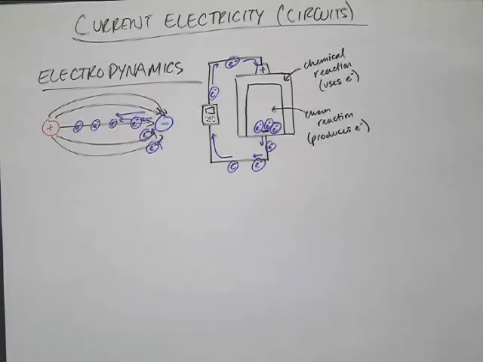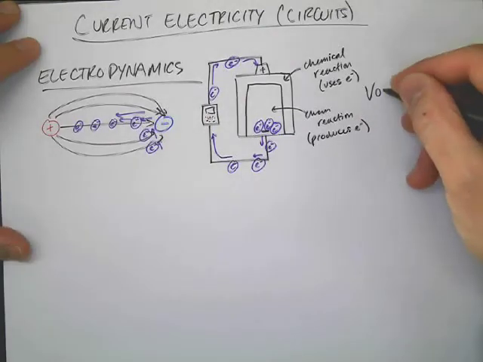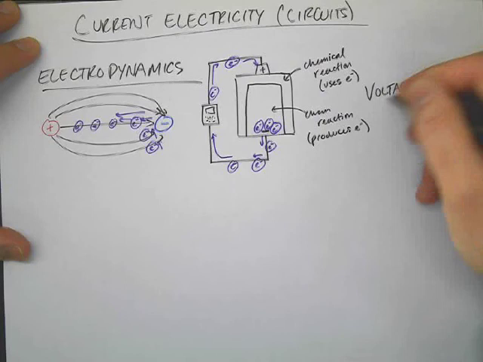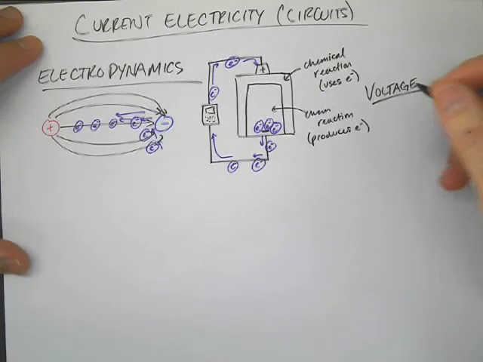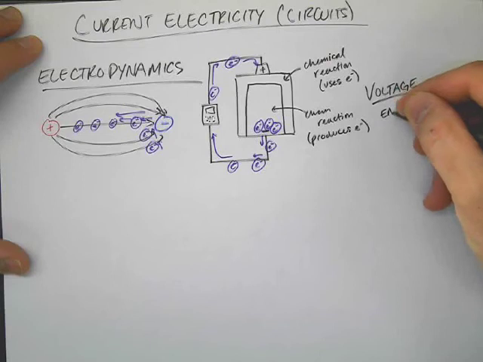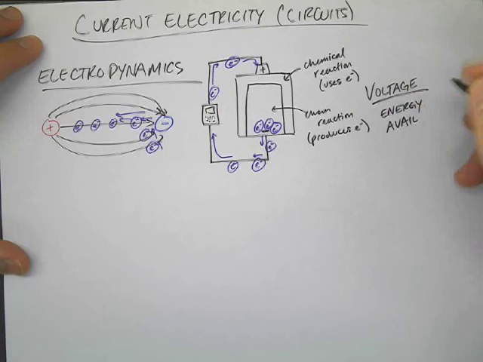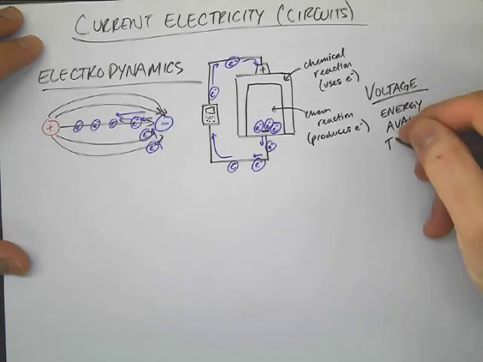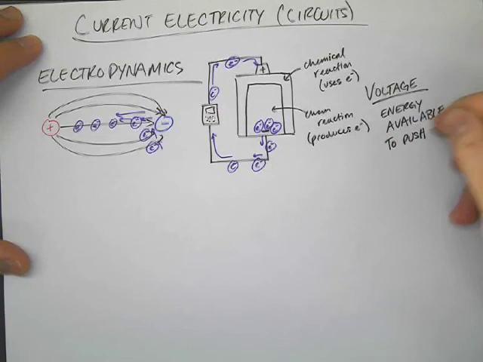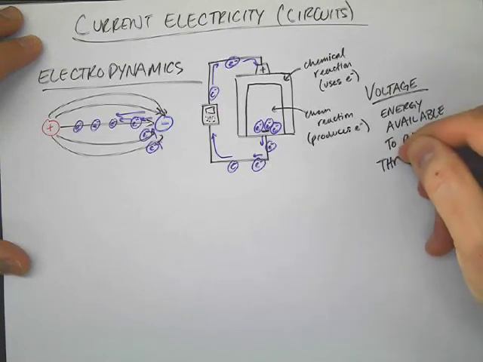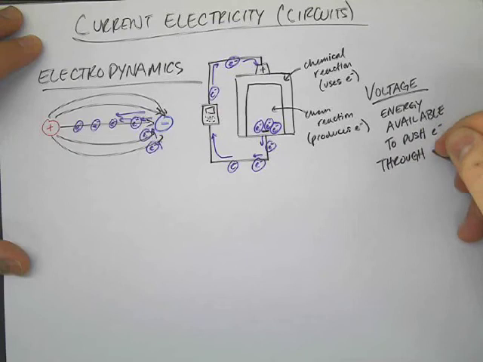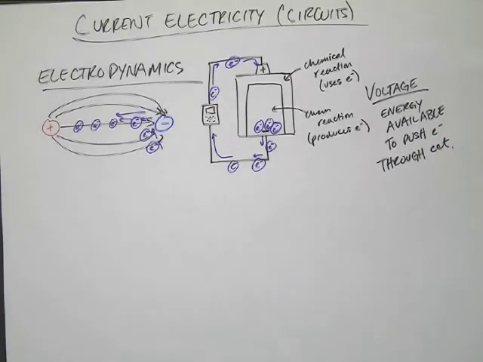We have a positive and a negative end of some kind of source, and we call this a voltage source. Right? The voltage referring to kind of the amount of energy available to push electrons through the circuit. And so that's the general basics as to how current electricity is formed.